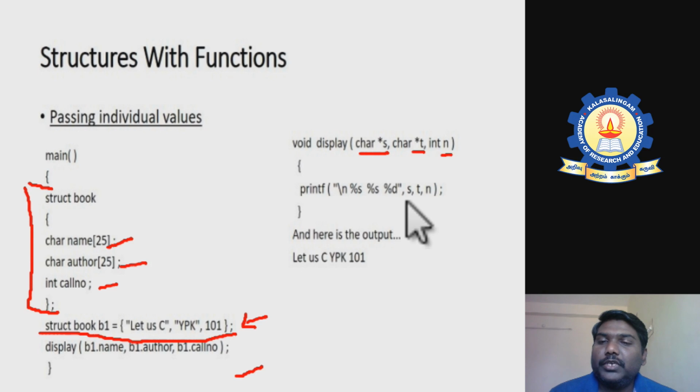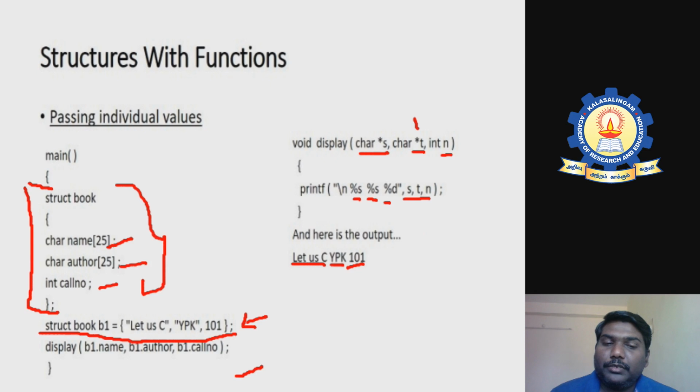After getting these values, we are just printing them with the help of percentage s, percentage s, and percentage d. So s will be printed in the first location, t will be printed in the second location, and n will be printed in the third location. So we'll be having the name, YPK, which is the second, that is assigned to t, and we are having 101 that is assigned to n. So here we are seeing how to pass this structure's values. We are not taking the structure, we're just taking these values, that's name, author, and call number, and these are passed into the function, and we are having these outputs here. So this is one method.